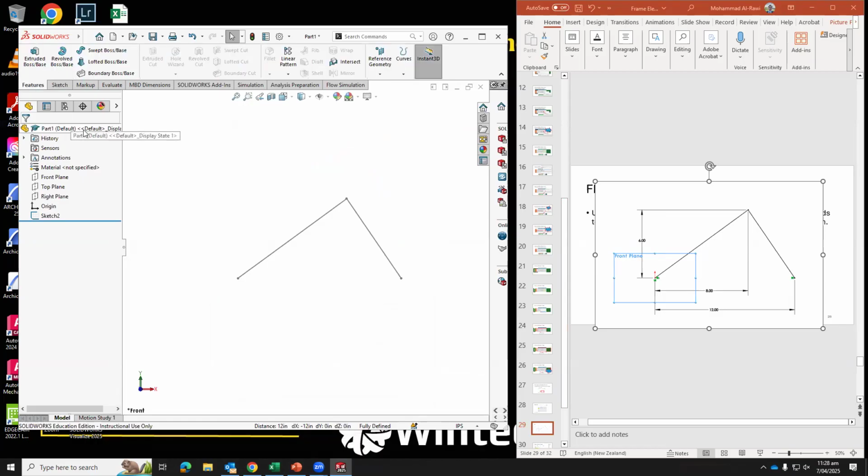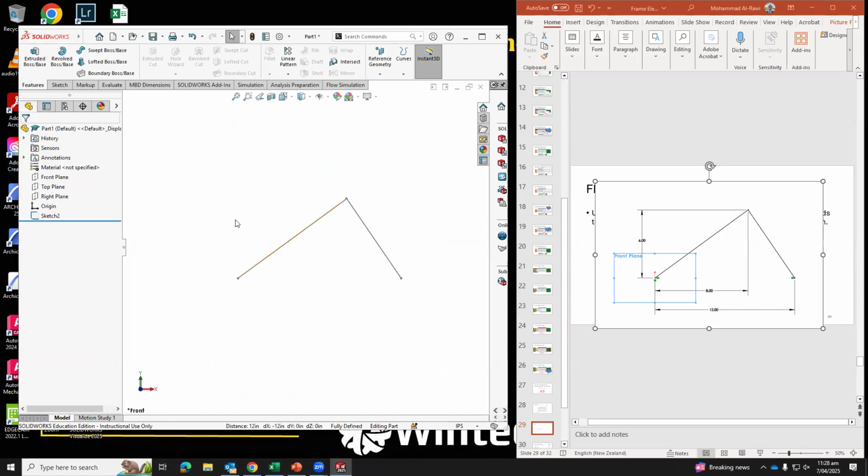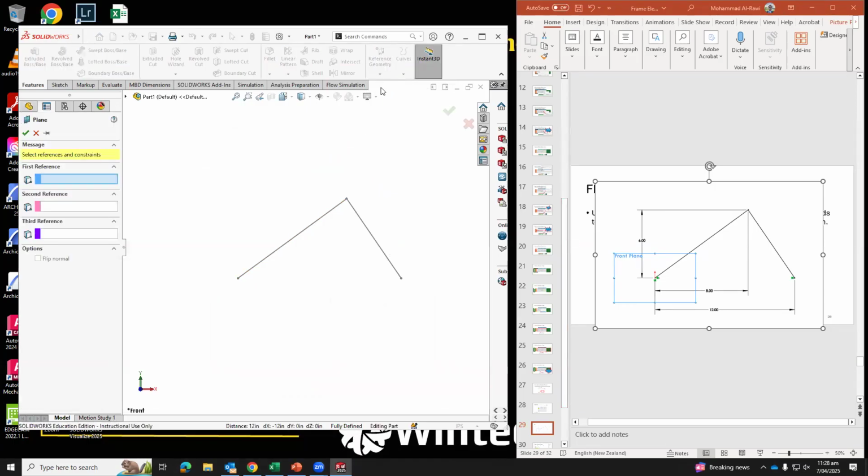Features. Extrude. Extrude, you first extrude that line. No. One mistake. Sorry. Features. You go to reference geometry and we create a plane because I need to create a cylinder truss. So it's a circular pipe or truss. So in that one, you select that line first.